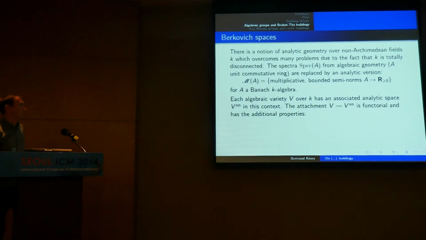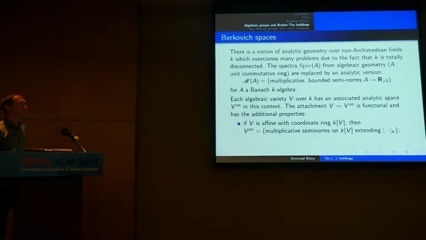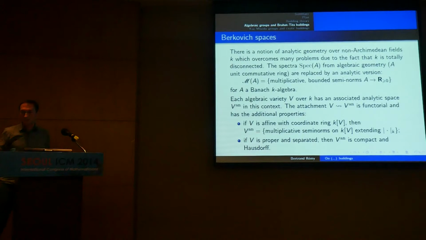The attachment, which goes from K-schemes to K-analytic spaces, is functorial. And in the two basic cases of algebraic geometry, the affine and the projective case, you get expected properties. Typically, if you start with an affine variety, then you can describe explicitly the analytic space attached to it. And if you start with a proper and separated scheme, you get a compact Hausdorff space. And this is all I want to use. You don't need to know more from Berkovich geometry for the next slide.